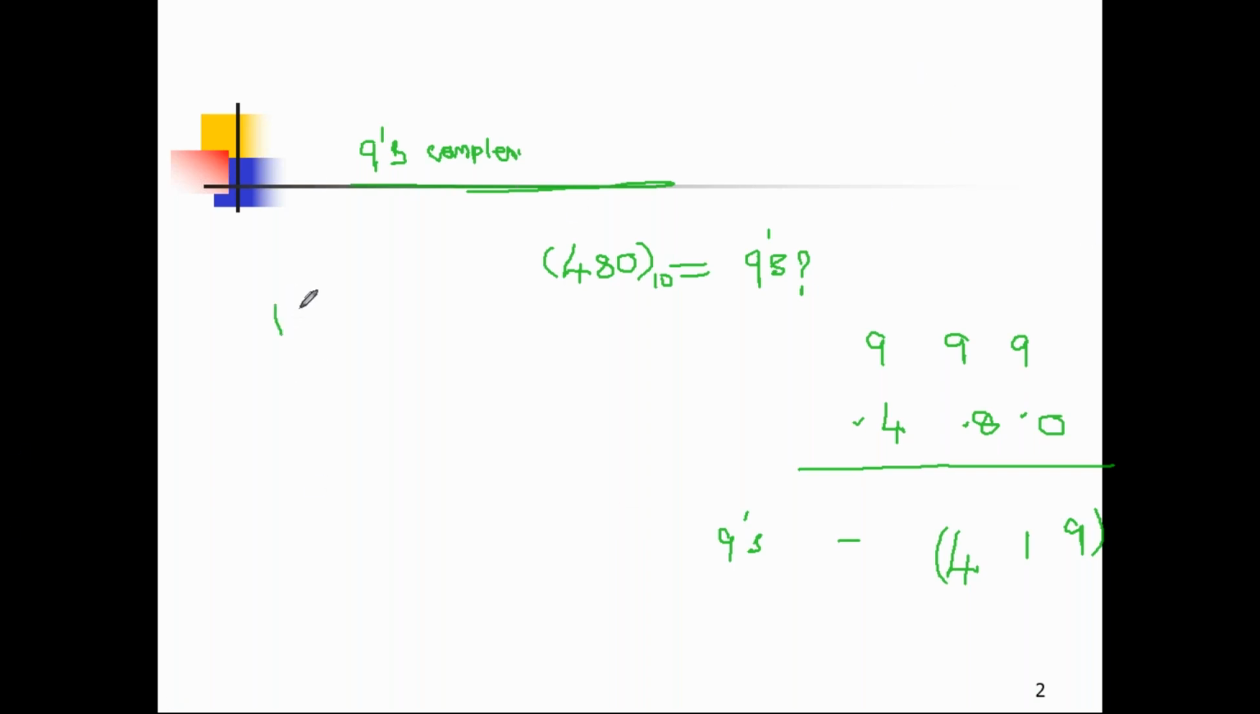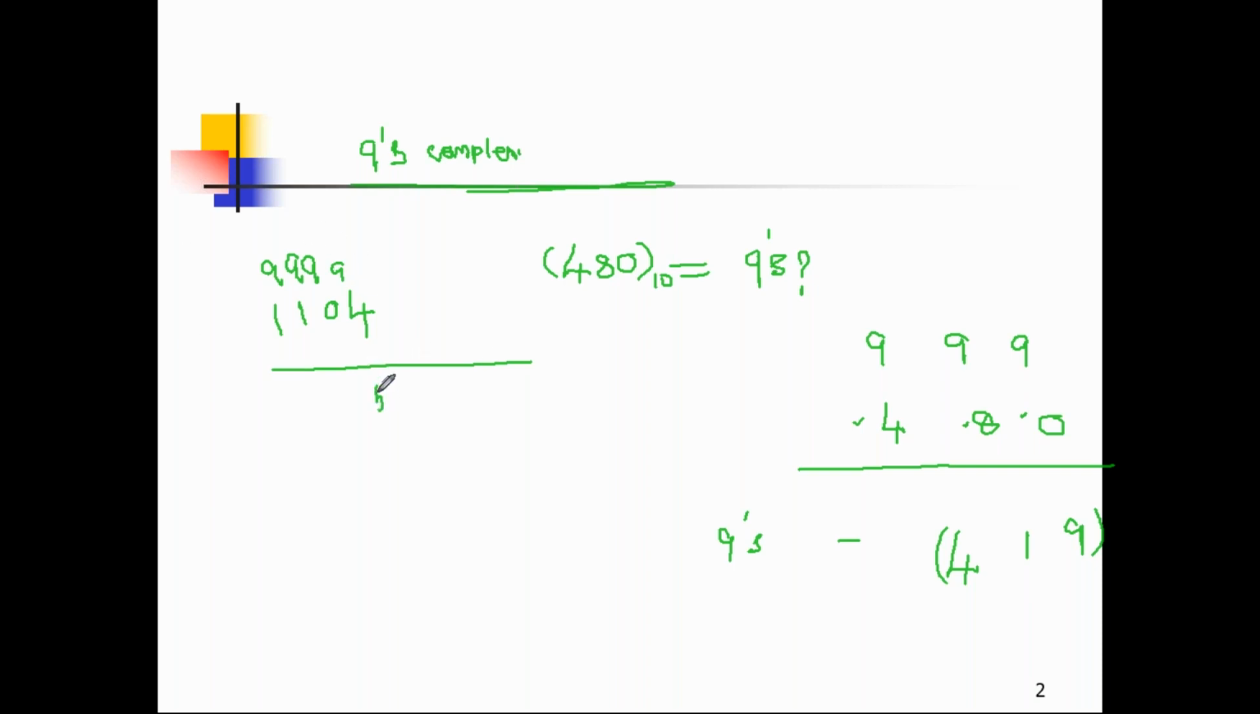So one more example, 1104. So what is the nine's complement for this? Each and every digit should be subtracted from 9. That's all. Very simple. If any question is based on nine's complement, it is very simple.